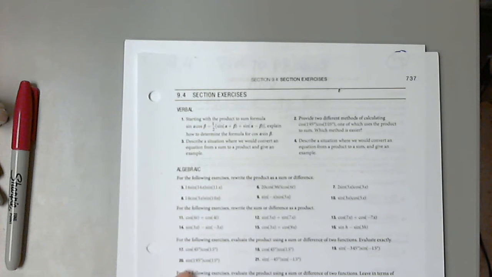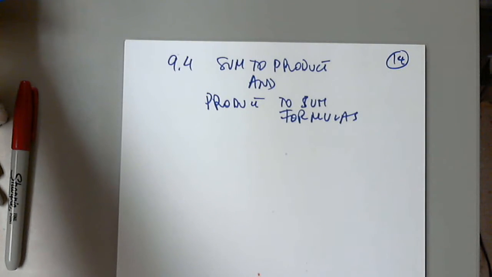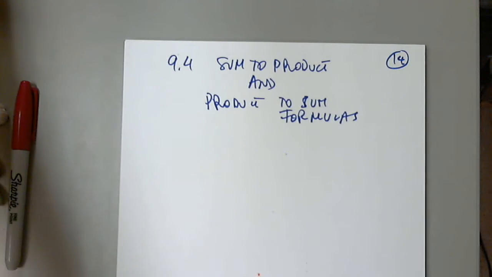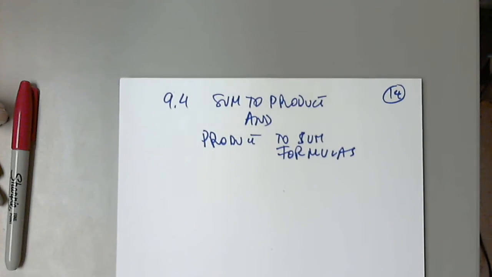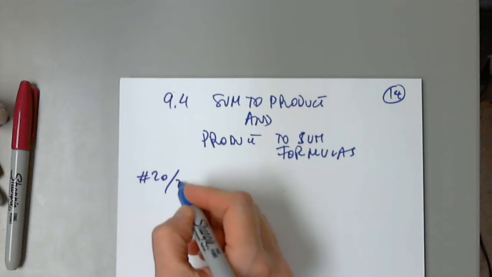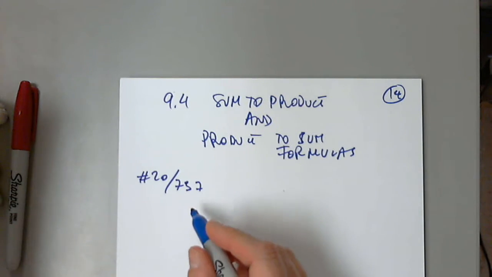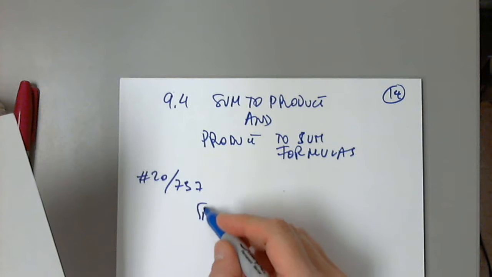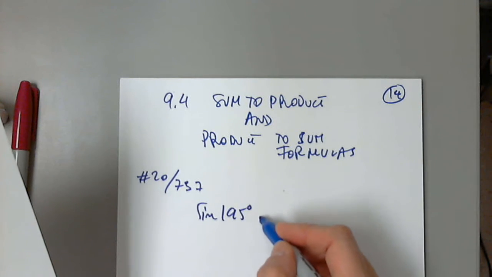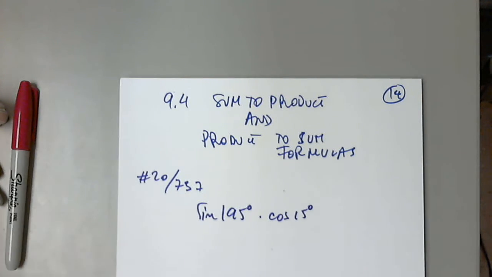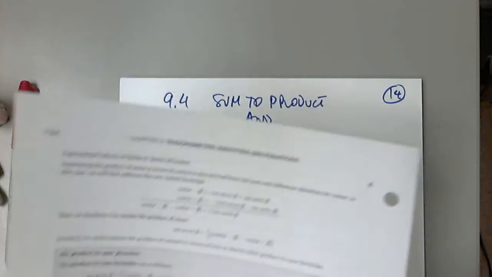We want to start with 20? Okay. Evaluate the product using the sum or difference of 2 functions. Evaluate exactly. So let's do that. So that's 20. So 20 on 737. And we are given sine 195 degrees times cosine 15 degrees. So this is a product. It's a product of sine cosine.